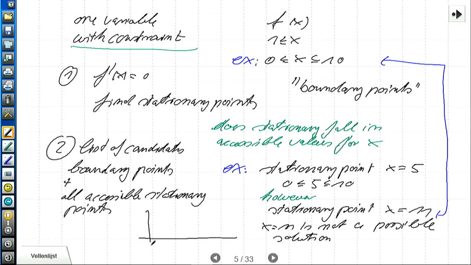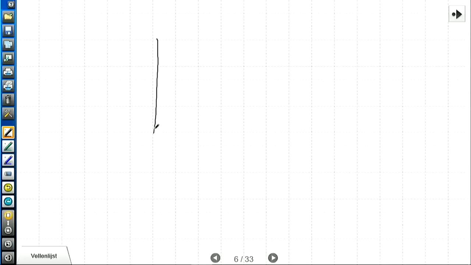If I'm here, and here's 0, and here's 10, and my function does something like that, as we discussed, then this would be a stationary point, and we would check the function here, here, and here. Because it's a stationary point, in this case we say it's a minimum, and we can be pretty sure that this is actually the solution. However, let me skip to another example.